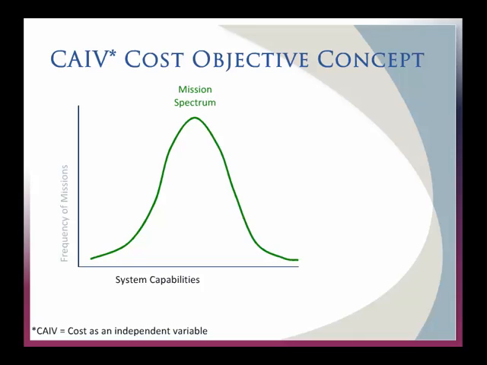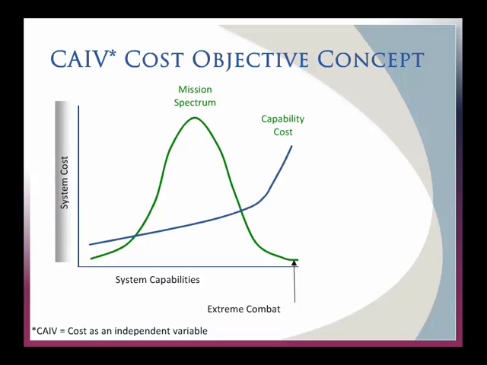So when we think about cost as an independent variable, you've got some mission spectrum with a frequency of missions on the vertical. You've got some things that need extreme capabilities that are rare, but the fat part of the mission spectrum are the things that we do the most. So you've got extreme combat on one side, and what you get are system costs, where out on the end of extreme combat, the costs are extraordinarily high, and what you really want to know is what are the incremental costs in this range. This much capability is gained for this additional cost. So you're thinking about cost as an independent variable.